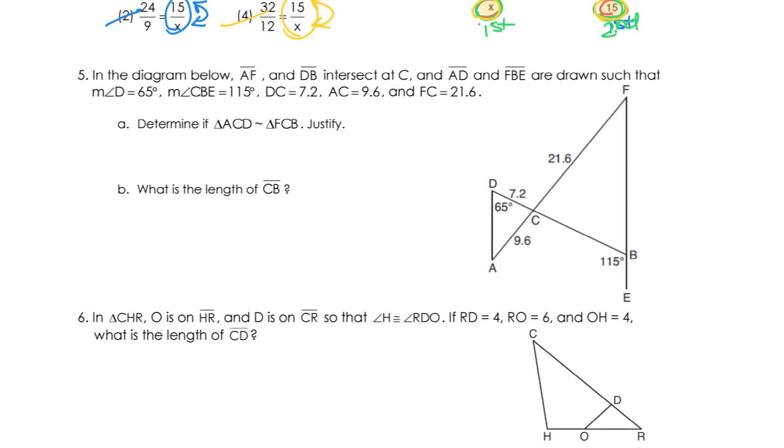In number 5, it says the diagram below, AF and DB intersect at C. AD and FBE are drawn such that angle D is 65, angle CBE is 115, DC is 7.2, AC is 9.6, and FC equals 21.6. So there's a lot going on in this picture. So in part A, they're going to ask us to determine if the triangles are similar.